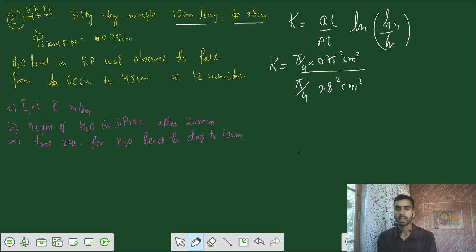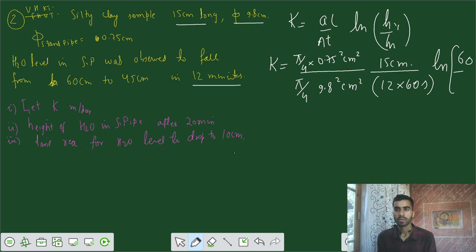After that, there is the length of the sample, 15 centimeters long, divided by the time interval between the two readings. What was the time interval? 12 minutes. So we can convert 12 minutes into 60 seconds. And what is the ln of H1 by H2? That is 60 by 45. So that is the answer for your problem. K equals some value.